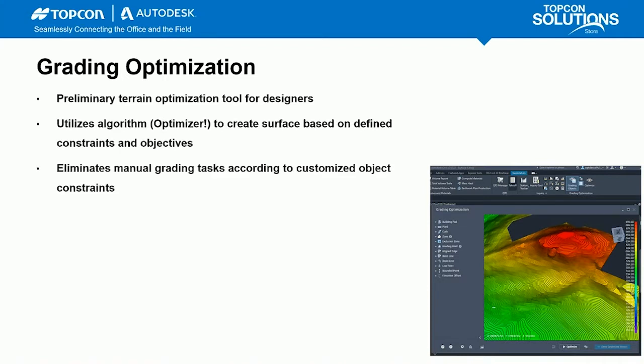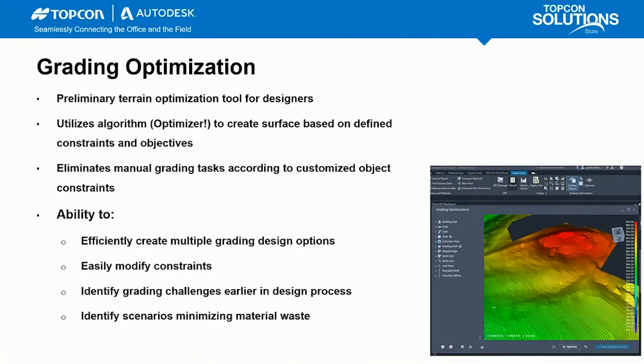So one thing it does, it eliminates manual grading tasks according to customized constraints. One thing that's nice is it's a very iterative process. You can turn constraints off, you can turn constraints back on, you can change the constraints and re-optimize. And every time you finish the optimization process, you have an option to send that surface back to Civil 3D. So you're not stuck or dead in the water, so to speak, if you have to make large global changes to your model. You can do it all on the fly as you're iterating through your designs.